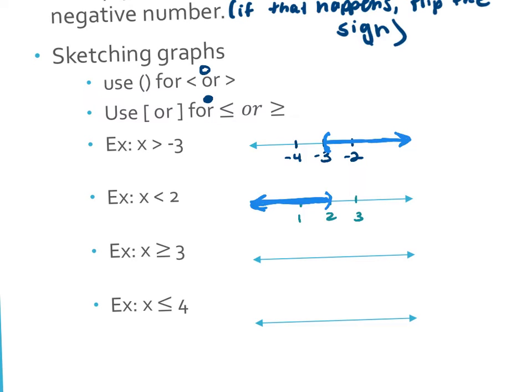And then we get greater than or equal to. So greater than or equal to, again, it's 3, so I'm going to put 3 in the middle, 2 and 4. Greater than or equal to is now a bracket. So this gets a bracket and shade to the right.